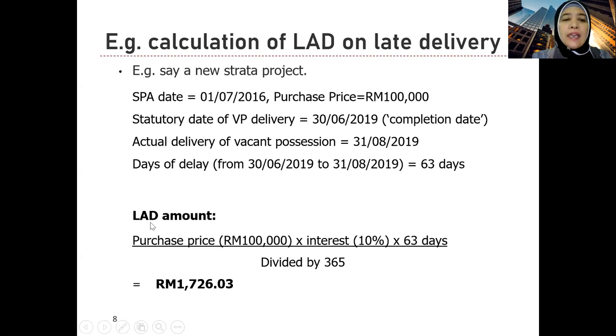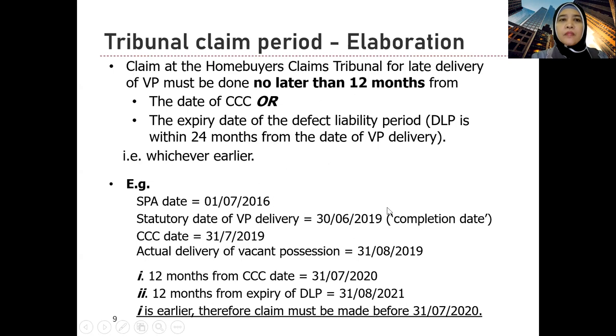So how you calculate: the purchase price, which is 100,000, times the interest, which is fixed at 10% per annum, divided by 365 lah per annum, kan? Times 63 days, so you get 1,726. So this is the amount to be paid by the vendor to the purchaser as LAD, liquidated and assessed damages.